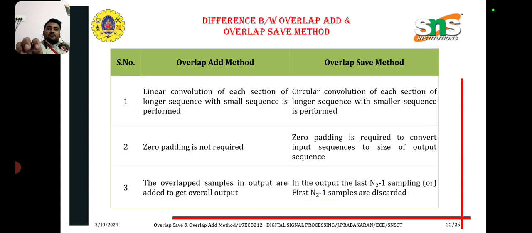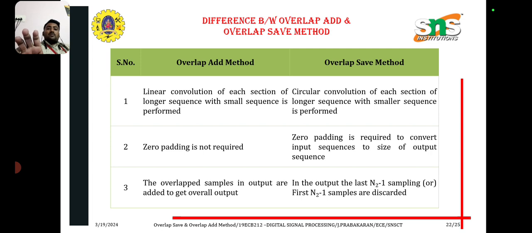This is the difference between the overlap add method and the overlap save method. In the overlap add method, linear convolution of each section of the longer sequence with the smaller sequence is performed, whereas in the overlap save method, circular convolution of each section of the longer sequence with the smaller sequence is performed. Zero padding is not required for the overlap add method. In the overlap save method, zero padding is required to convert the input sequence to the size of the output sequence.